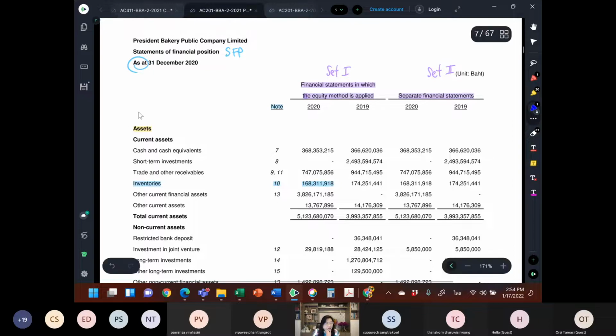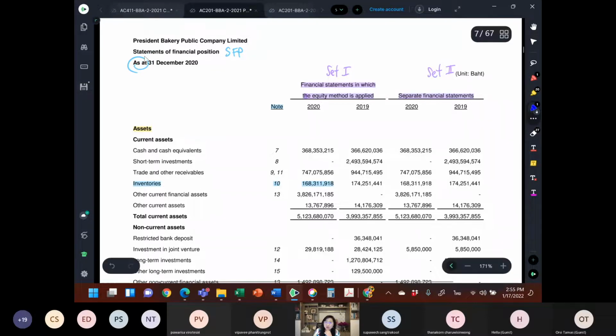Now, for this statement of financial position, I usually call this in short SFP. You can see that this is a statement of financial position of President Bakery Public Company Limited, and this is the information as at December 31st, 2020.